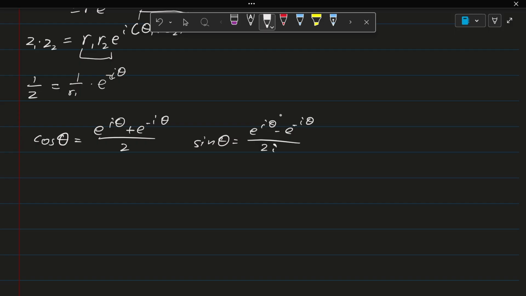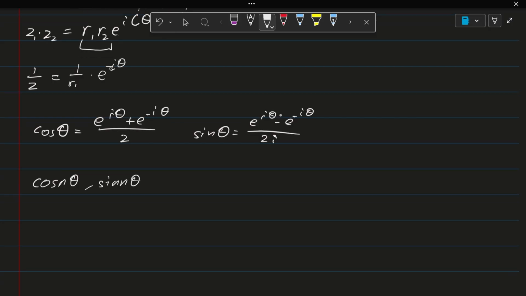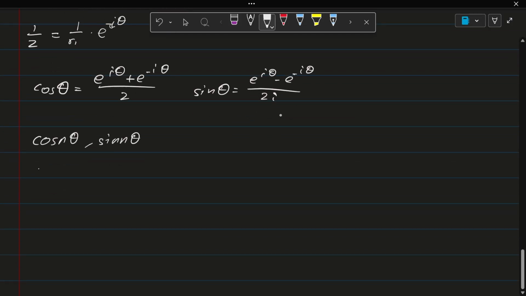It's that simple. And because of this, we could actually figure out the value of, let's say, cosine of n theta, or sine of n theta. The way that you would do this is by expressing this as e to the power of i n theta. So you could get the cosine n theta and the sine n theta. And this just corresponds to e to the power of i theta to the power of n, or just cosine theta plus i sine theta, all taken to the power of n.